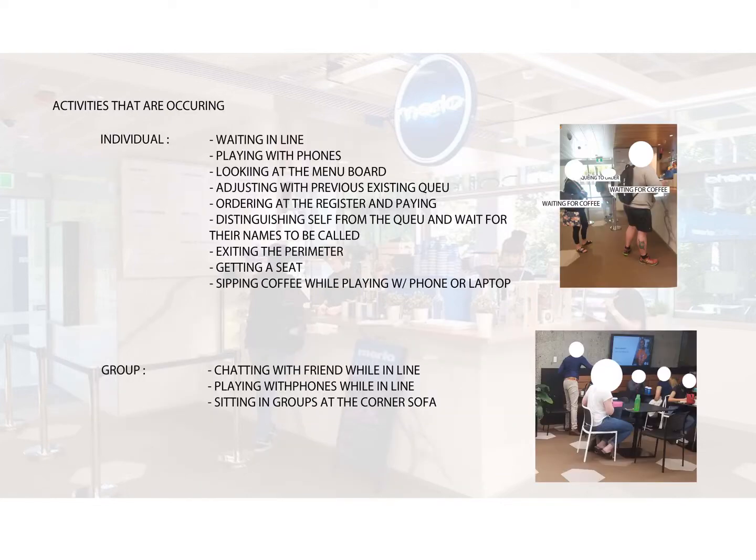For the behavioral analysis, the activities occurring are divided into two: individual and group. Individual activities are waiting in line, playing with their phones, looking at the menu board, adjusting to the existing queue, ordering at the registers, exiting the perimeter after getting their coffee, getting a seat and playing with their phones or laptops while sipping coffee. Groups tend to chat with friends while in line, play with their phones in line, sit in groups at the corner sofa, and take chairs and tables to make their own perimeter.